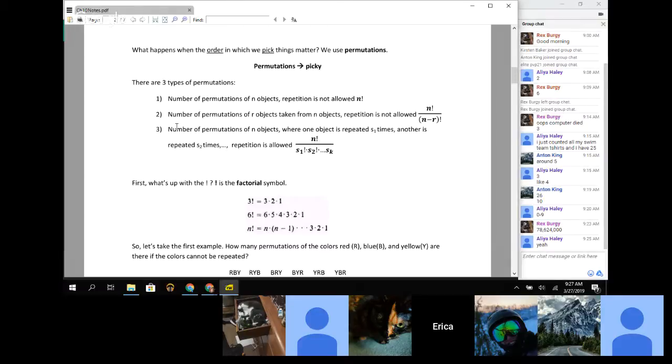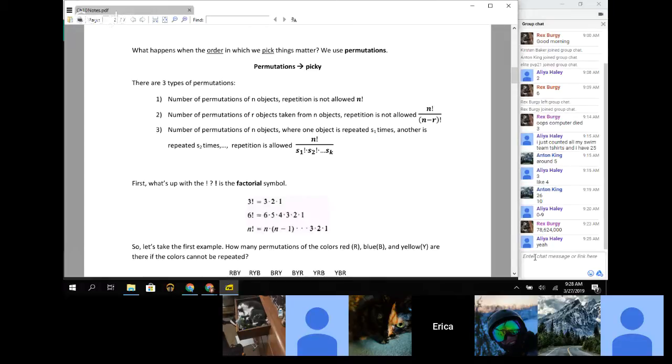Okay. So there are 3 types of permutations, and we'll talk about what these are, but I just want to put that out there. So one is that if you have the number of permutations of n objects and repetition is not allowed, you use n factorial. And actually, let's just leave it right there. I'll talk about the rest of these later. Okay, so if we're worried about the order in which we pick things, we're using permutations. And I just told you when we have the number of permutations of n objects and you can't repeat, it's n factorial. So who has seen the factorial before? Or as some of my students like to say, n, right?